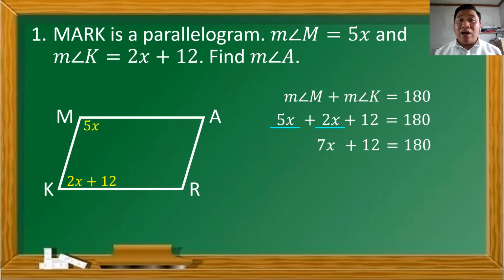Next thing to do, pwede na nating i-transpose si positive 12 papuntang right side of the equation para ang makumbine naman natin yung mga terms na walang variable. Okay, so lipat na natin si 12. Tandaan na, pag naglipat or nag-transpose, magbabago ang sign. Okay, so that would become 7x is equal to 180 minus 12. So kung napansin, from positive 12, nung nilipat natin siya o tin-transpose natin siya to the right side of the equation, naging negative 12 na siya. Alright? And then, pwede na nating isimplify yan.